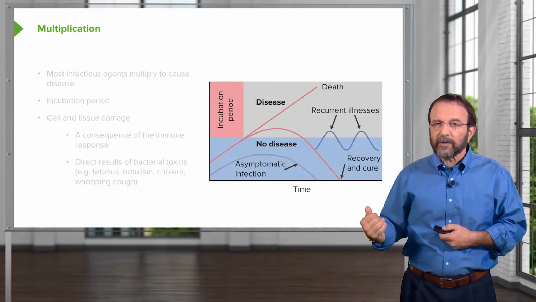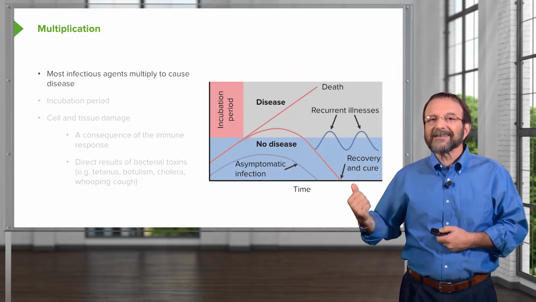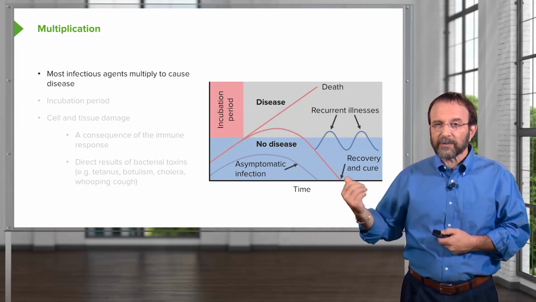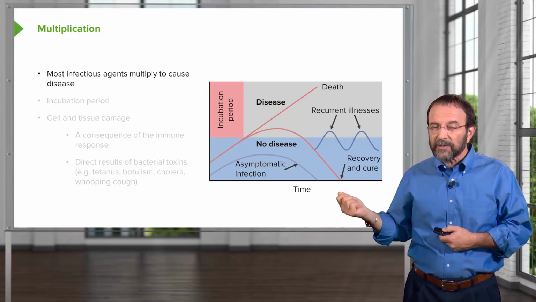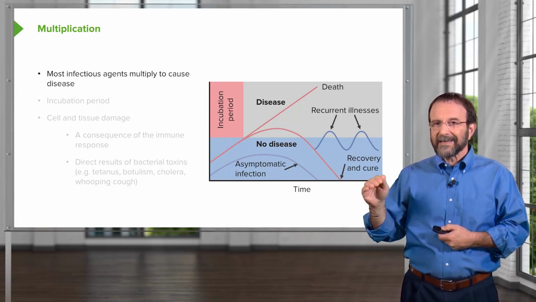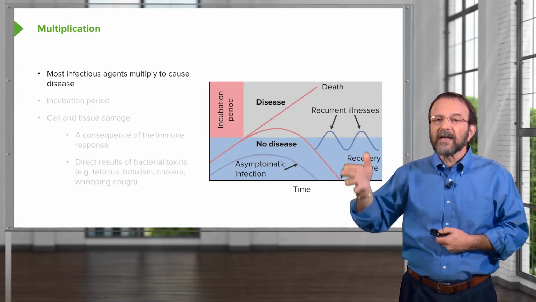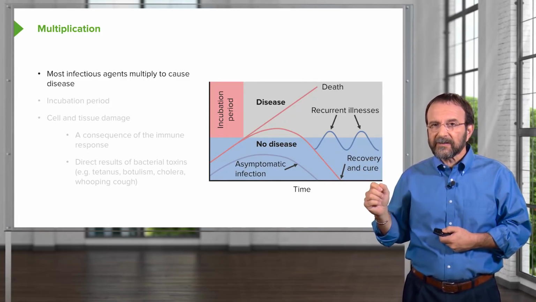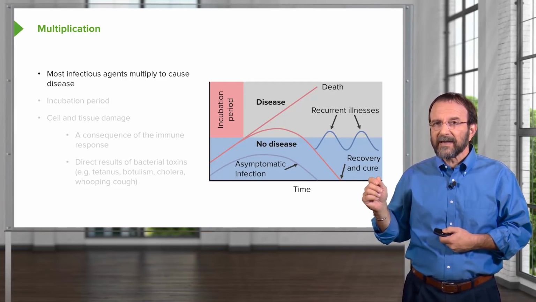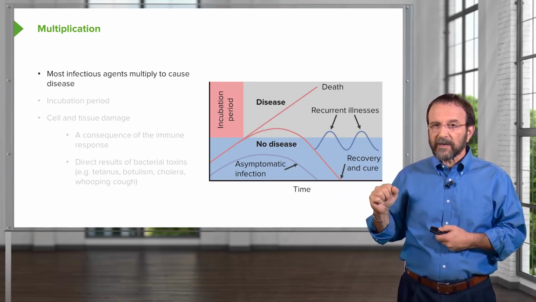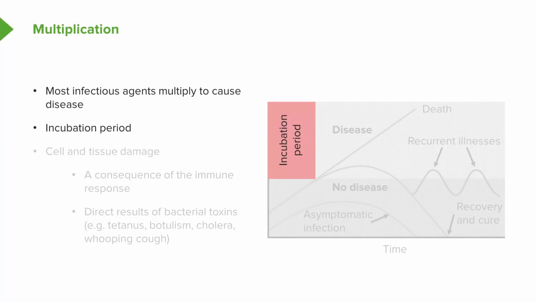Once a bacteria or many bacteria are in us, they typically multiply in order to cause disease. This graph shows a time course of some typical infections. The x-axis shows you time, and the y-axis shows you various parameters, including the production of bacteria in red and immune responses. So there is a period initially after the bacteria enter us called the incubation period.